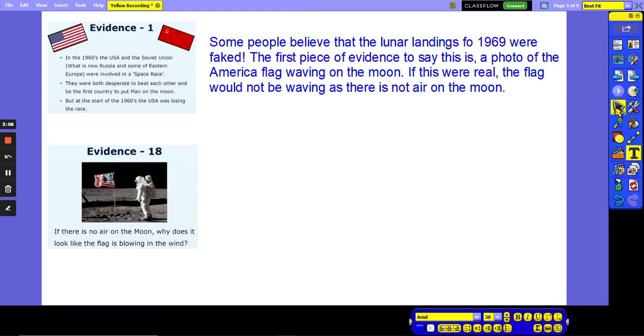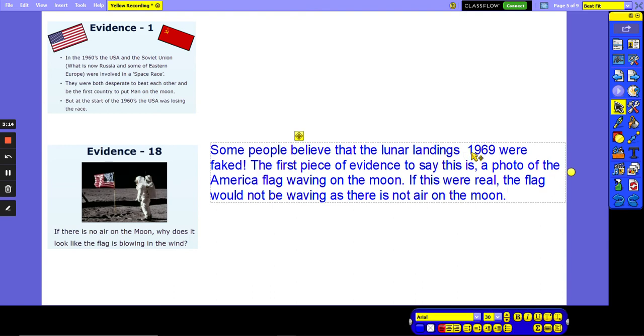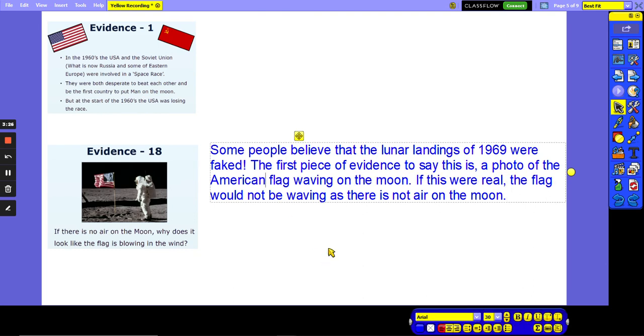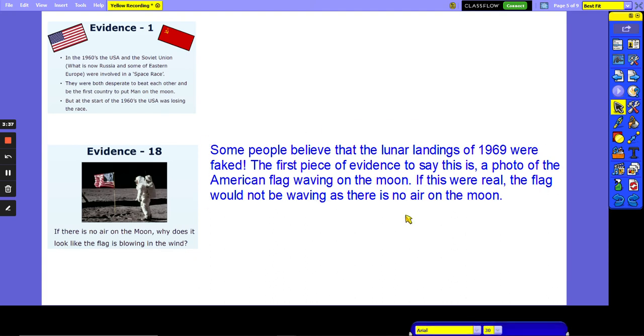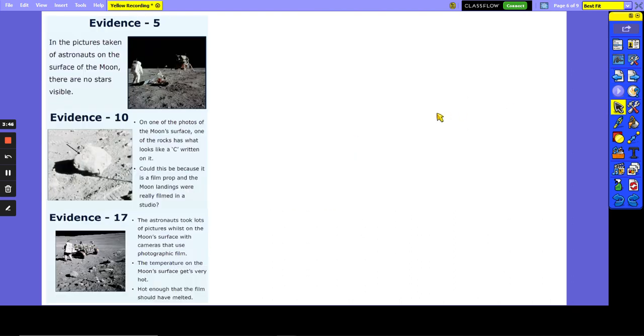Okay, so photographs, really, really important. I've started off, some people believe that the lunar landings, oh, good job I read back because I put faux instead of 1969 were faked. The first piece of evidence to say this is a photo of the American flag, waving on the moon. If this were real, the flag would not be waving, as there is no air on the moon. So that is my first two sentences. I've said that some people think it's faked, and I've used my first piece of evidence.